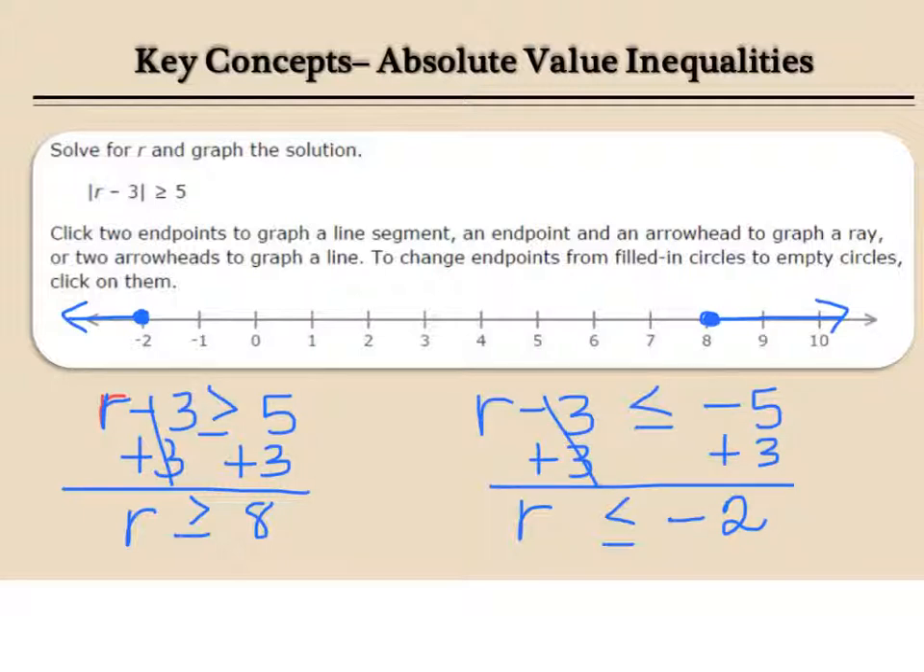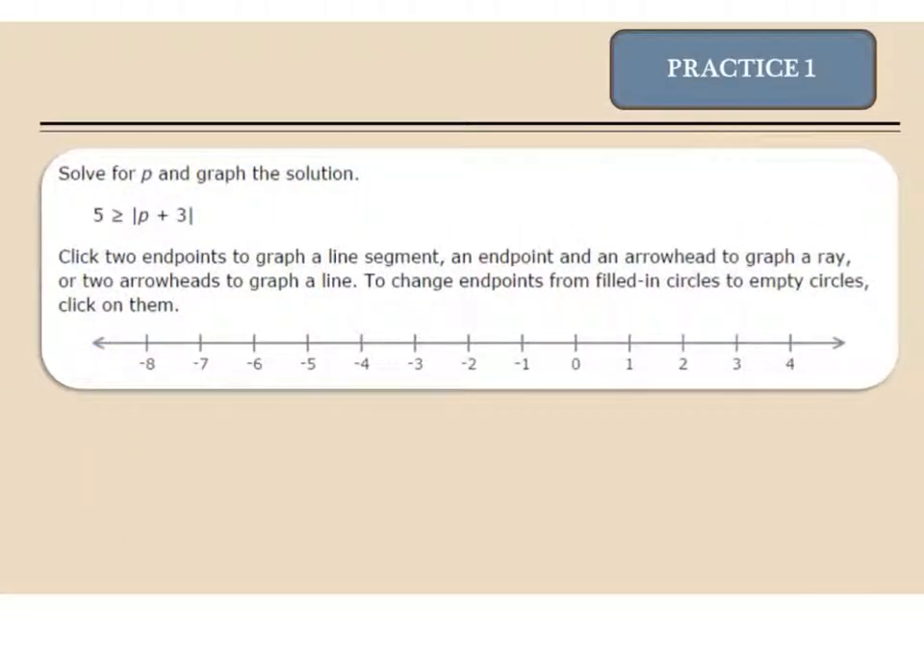Now you're going to get ready to do yours. Here's your first practice problem. Solve for p and graph the solution. 5 is greater than the absolute value of p plus 3. Stop the video and work the practice problem out now.